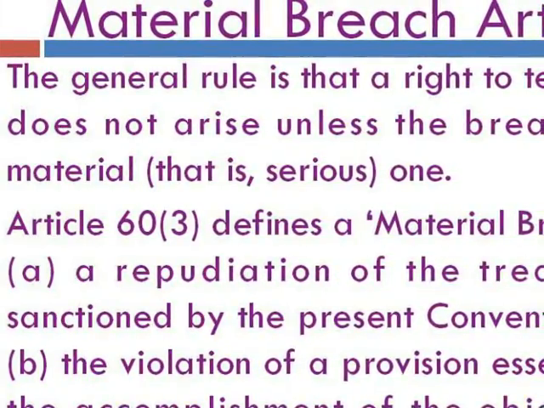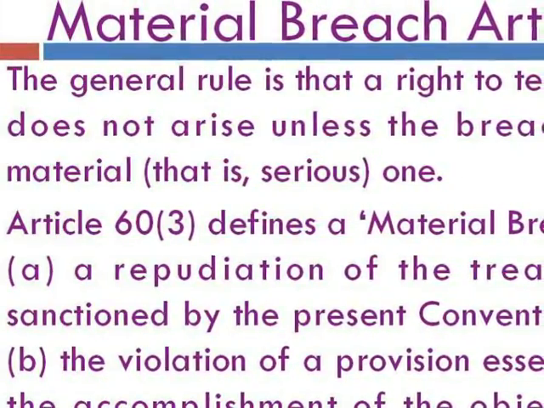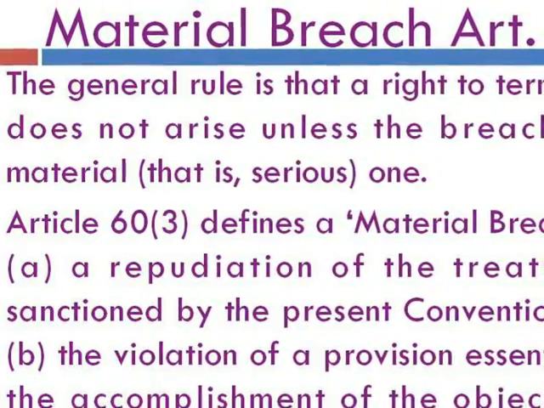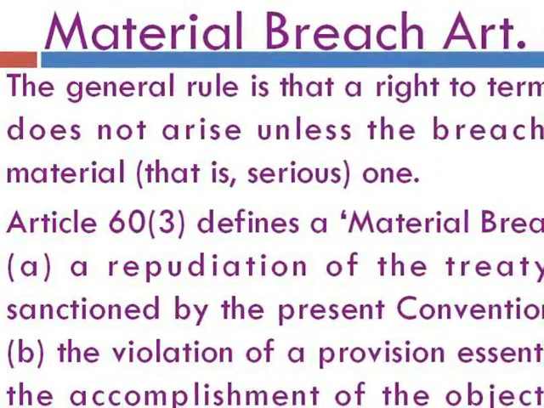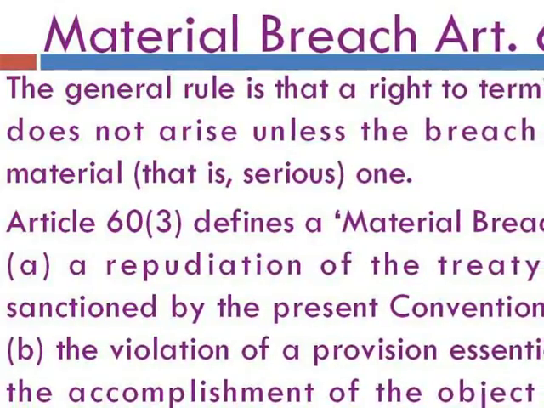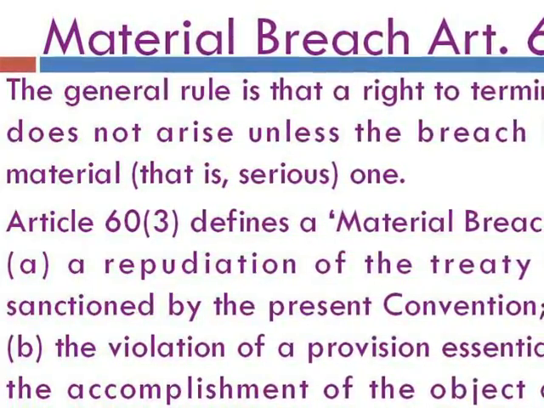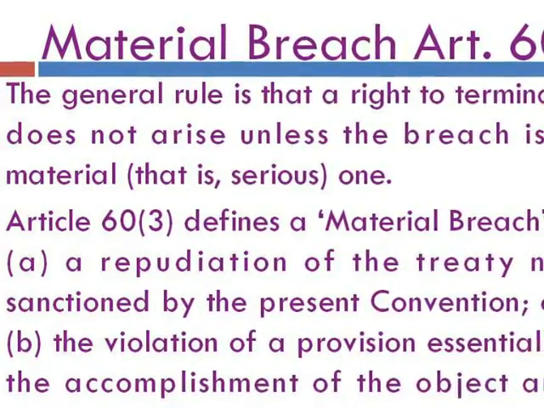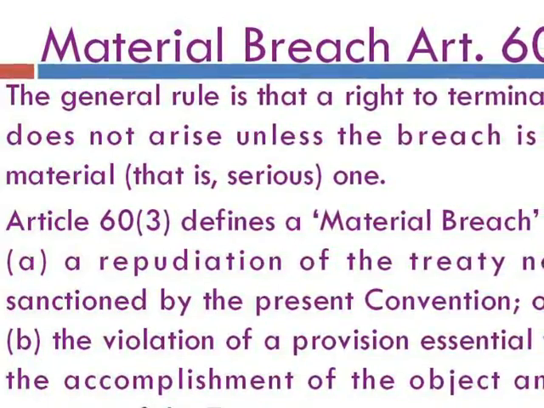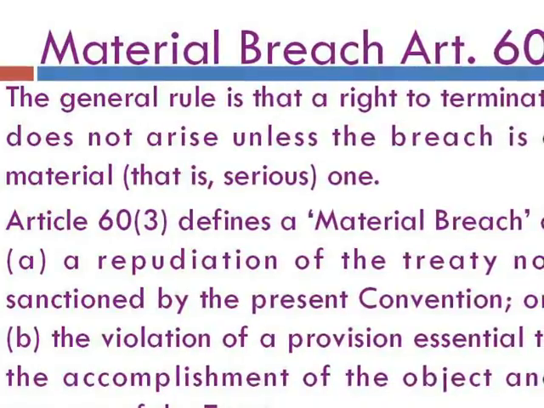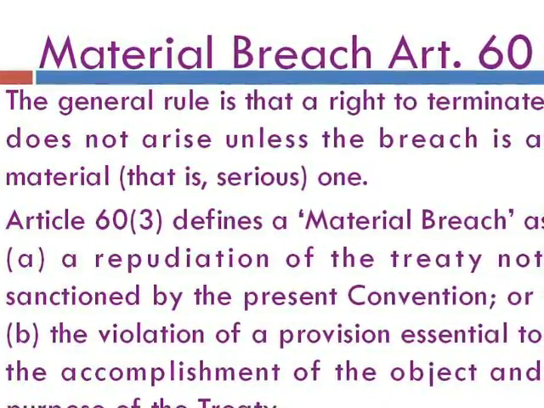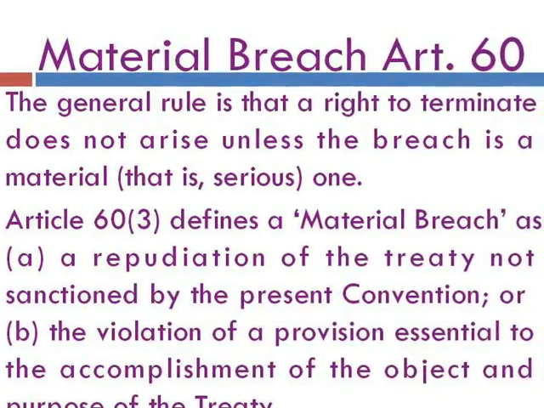Next, we will see material breach, Article 60. The general rule is that the right to terminate does not arise unless the breach is material, which is a serious one. Article 60(3) defines a material breach as, first, a repudiation of the treaty not sanctioned by the present convention; second, the violation of a provision essential to the accomplishment of the object and purpose of the treaty.